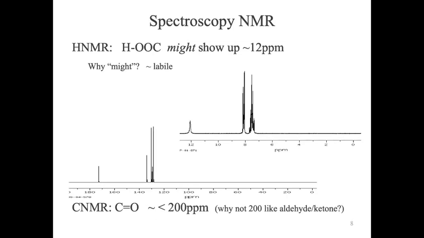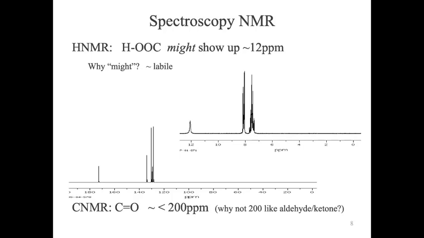With NMR, particularly HNMR is going to be the big one. With our carboxylic acid, we'll see a peak at about 12 ppm. Okay? There's this big statement that it might show up. Why might it show up? The answer is officially up there.